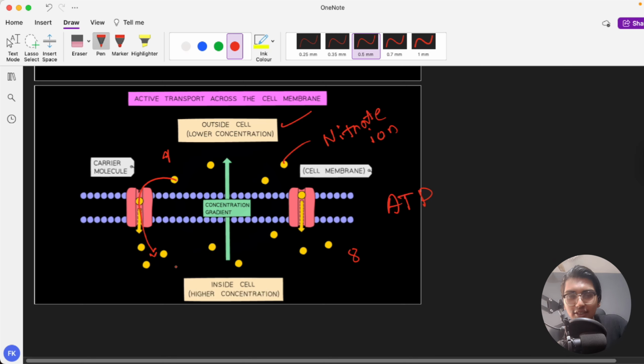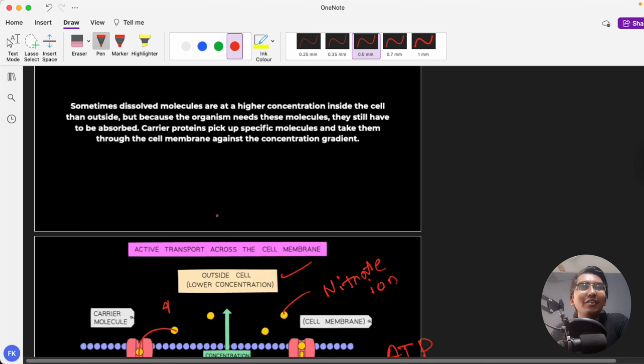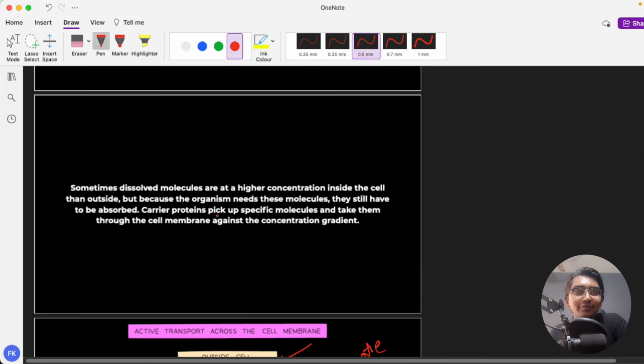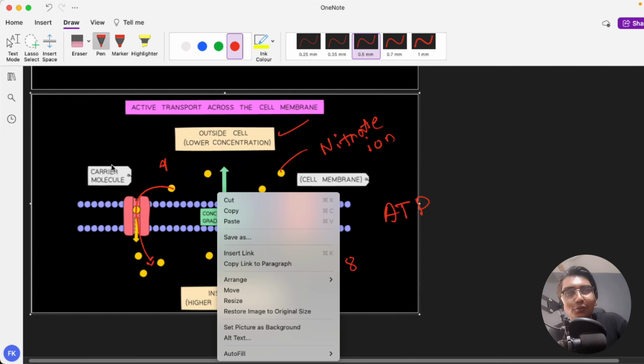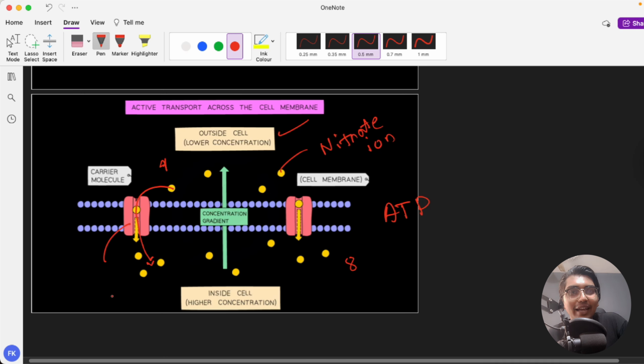Why against? Because the gradient should be higher to lower, not lower to higher, as in active transport. That is why it is called against the concentration gradient. So as we have learned from this, these molecules are actually moved through a carrier protein.